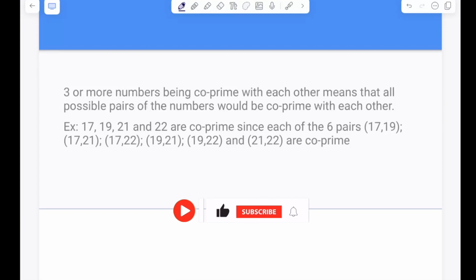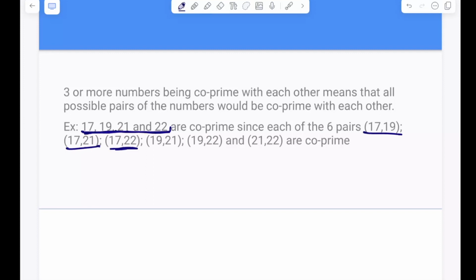If we have to say 3 or more numbers to be co-prime numbers, then each pair of those numbers should be co-prime. Let us take this example, 17, 19, 21, 22. If I have to say all these are co-prime, then each pair of them must be co-prime. 17, 19, it's a co-prime number. Then 17, 21, co-prime. 17, 22, co-prime. Similarly, 19, 21, co-prime. 19, 22, co-prime. 21, 22 also co-prime numbers.